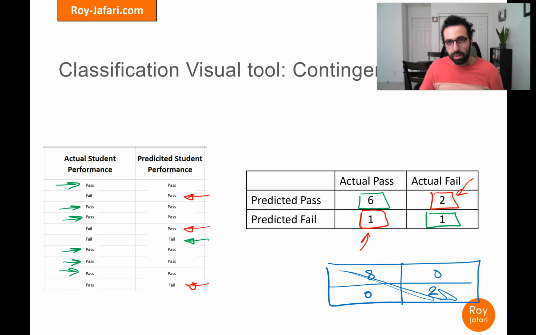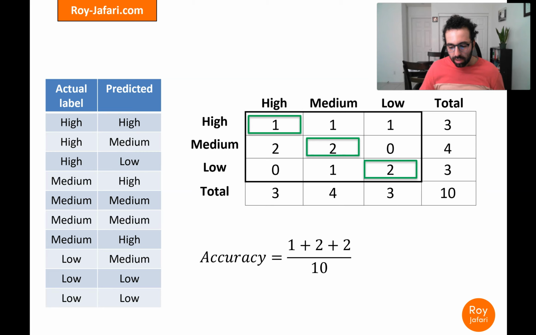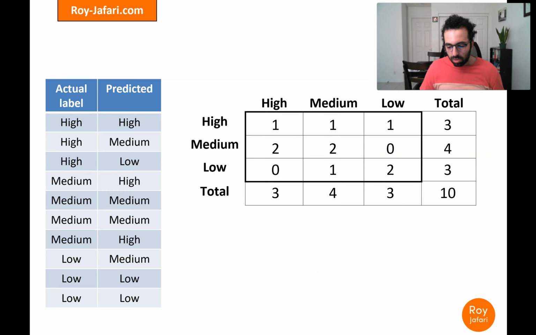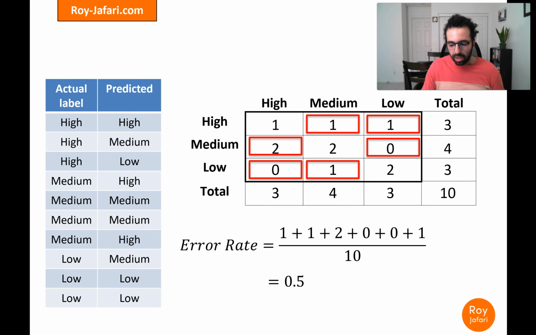This is an example of binary classification, but you can actually use it for non-binary classification too, with a contingency table. These are what you want to be higher, so you can calculate the accuracy by summing those up divided by the number of cases, or you can calculate the error rate by summing everything else up and dividing by the number of cases.